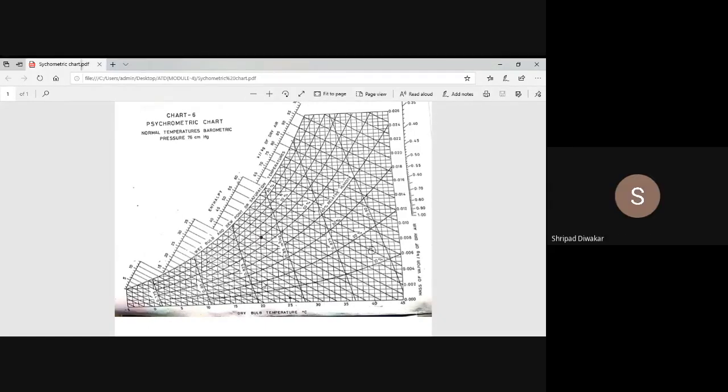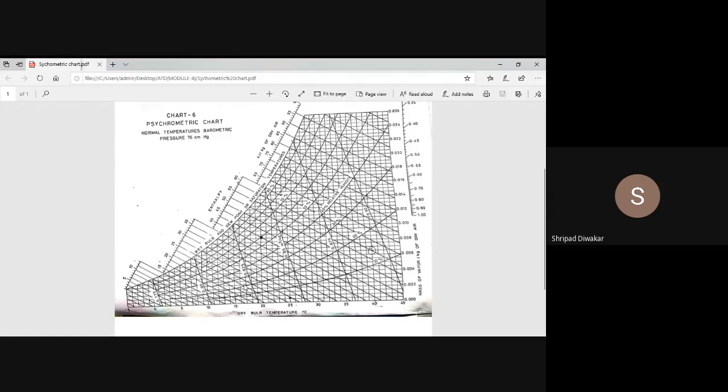Now, after location of the points, you have to find out the property. You can see one inclined curve is passing through this point, exactly through that intersection point. You see the curve, it is passing from here to here. That curve is called the relative humidity line. Relative humidity is expressed in percentage, that is, 20% is the relative humidity.